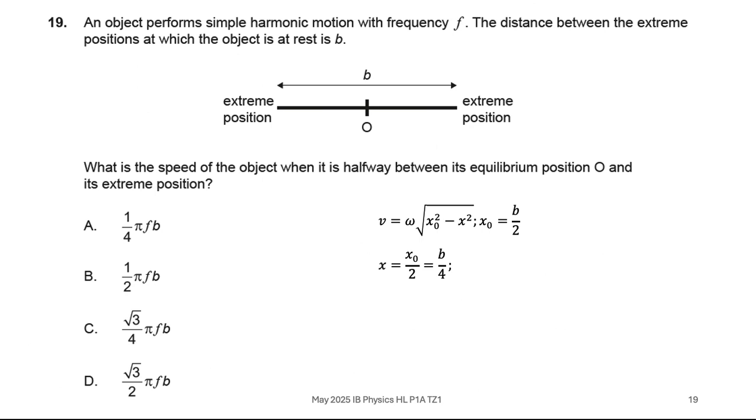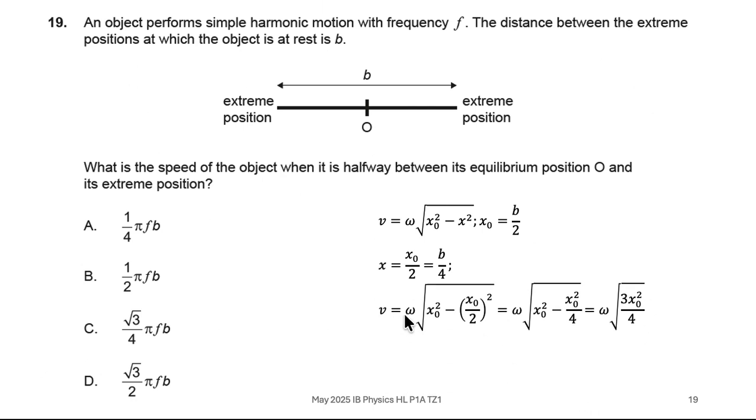Now, hopefully, we can do the maths, and look at this horrible bit of work. We're going to say v is equal to omega times the square root of x naught squared minus x naught over 2 all squared. We're going to put that in here. We're going to get omega times the square root of 3 x naught squared over 4, where x naught is b over 2, yuck, all right.